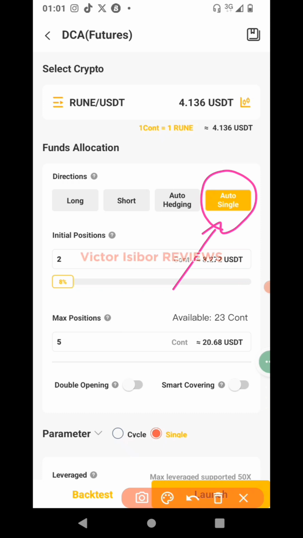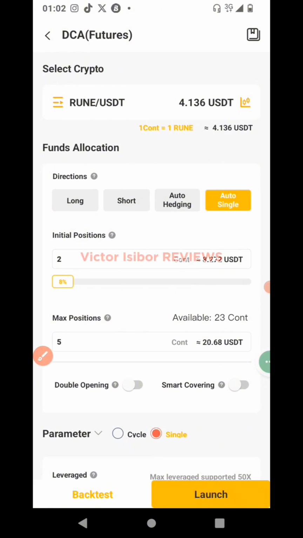Auto single is saying, my dear brother, my dear sister, don't worry. Let me take charge of the direction. Whatever direction that Rune is going at the moment, I will follow it. I will automatically open it for you. So the direction that Rune is going at that particular time when you click on launch is what auto single will give you. You don't have to bother your head about is it long, is it short. That is what auto single means.